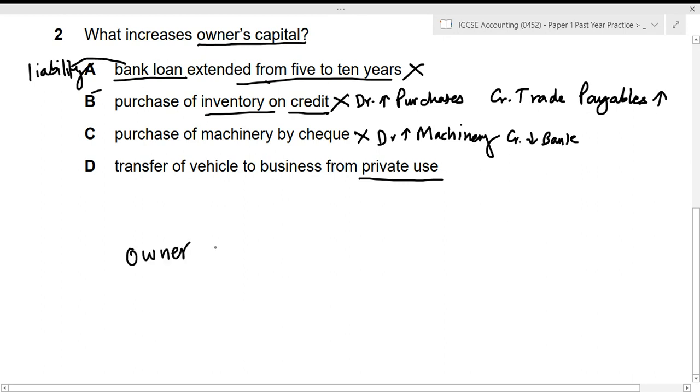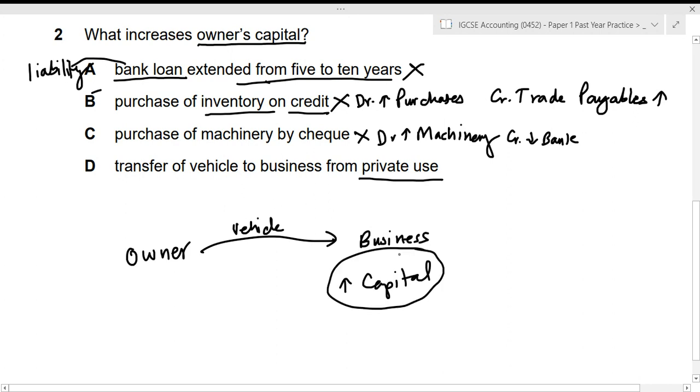the owner has a vehicle and he's bringing this vehicle in the business. So doesn't this count as an investment? Or you can say the owner is bringing in more capital, the owner is bringing in more funds in the business. And technically, if the owner brings in more funds in the business, the capital increases, because capital increases when there is more investment coming in from the owners, either from a new owner or the existing owner.